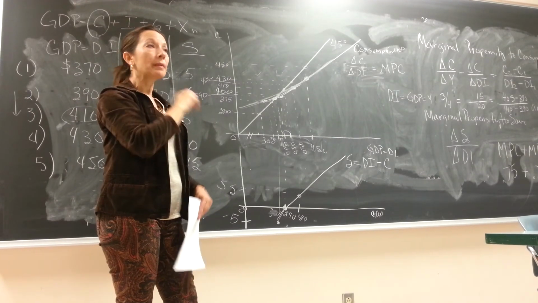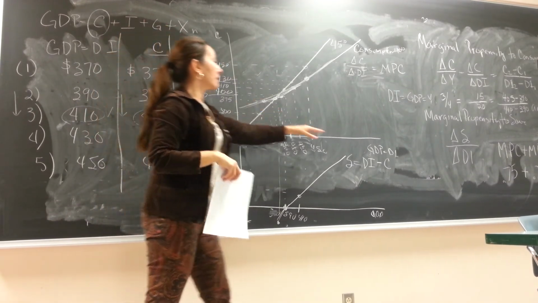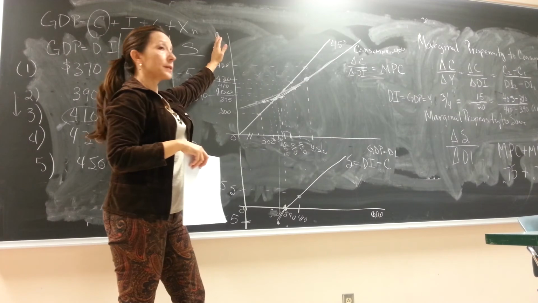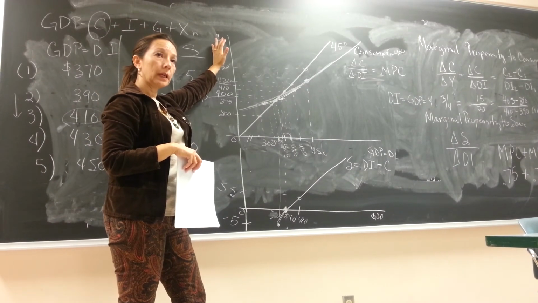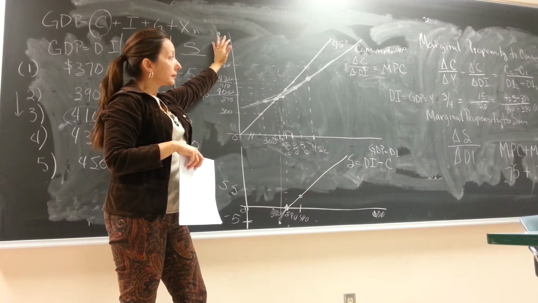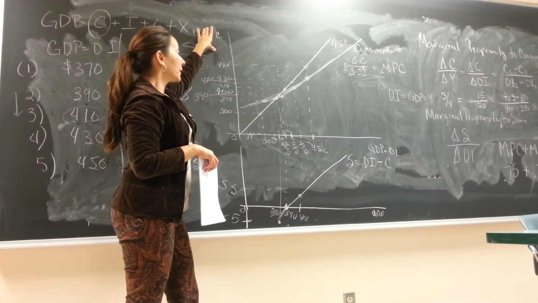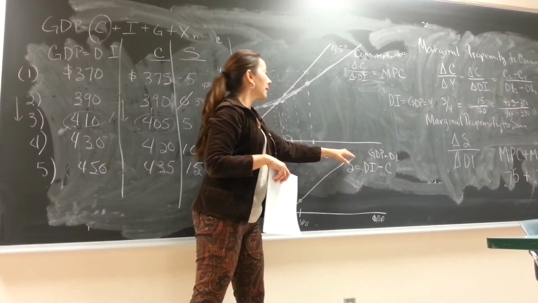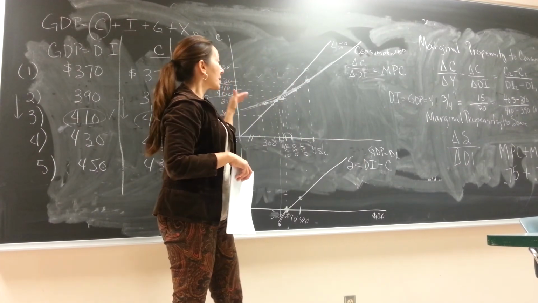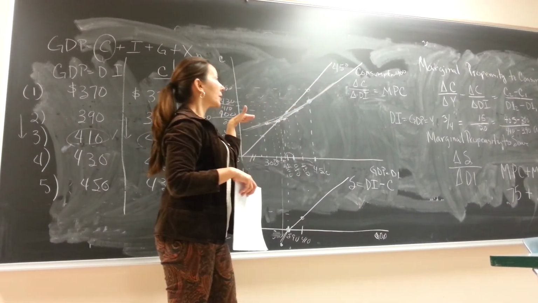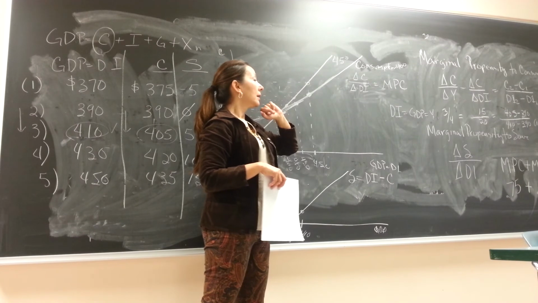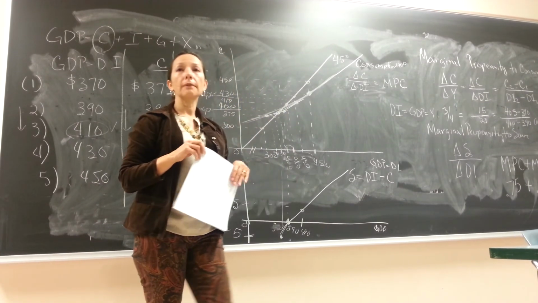Why? Because we're only mapping the relationship between disposable income and consumption. Okay, so anytime you have a graph and you have a variable here and a variable on that side, if one of these changes, it's only a movement along the curve. Questions on that?